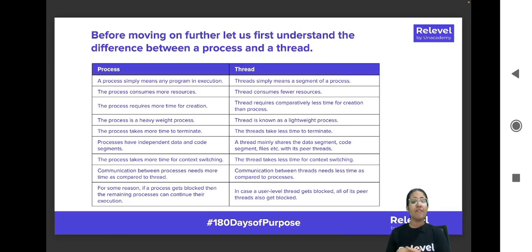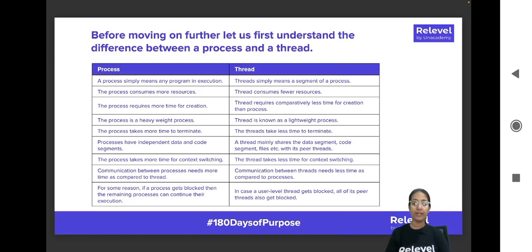Okay. Whenever we talk about processes, it takes a lot of time to do context switching between processes. Why? Because all of them have different memory areas. Whereas for threads, it takes less time for context switching because they are sharing the memory which is available between their peer threads. Next, communication between processes needs more time compared to threads, obviously because they have different memory areas. Whereas inter-thread communication needs less time.